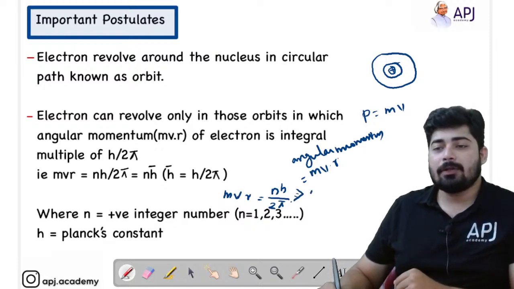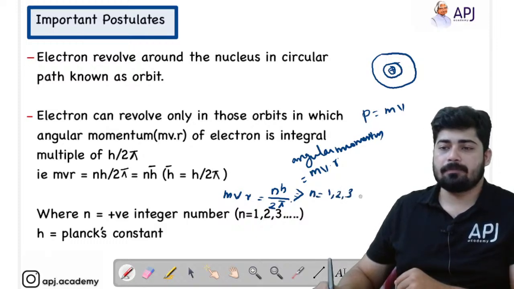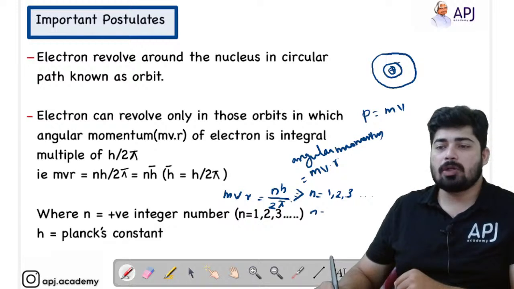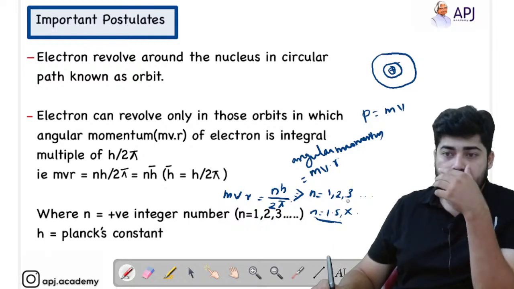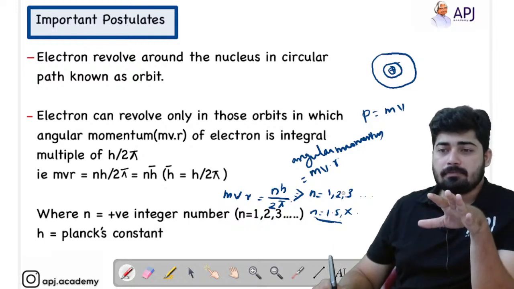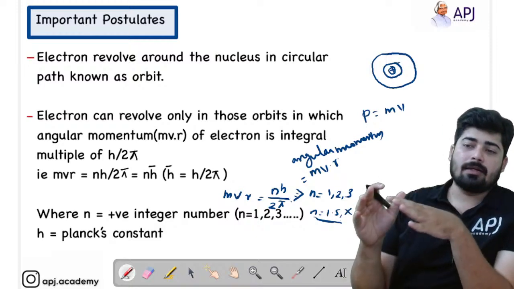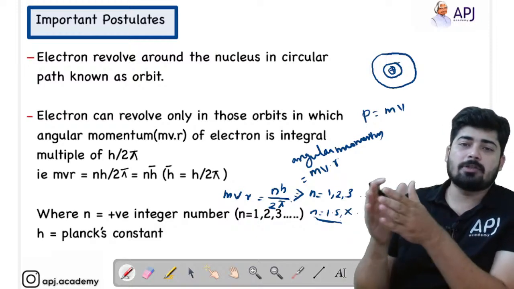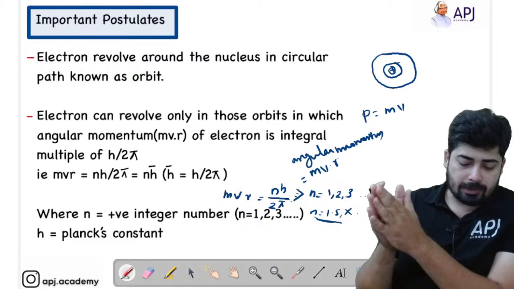That is, the n value can always be an integer, that is 1, 2, 3, etc. It cannot be n equal to 1.5 or 2.5. It cannot be like that, right? So the only possible values for n are 1, 2, 3, etc.